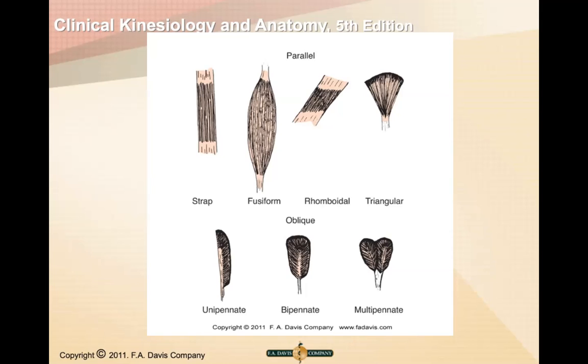Your rhomboidal muscles, the best example and one of the few examples of rhomboidal muscles in the body, are the rhomboid muscles in between the scapula. And I guess those actually do go in a diagonal fashion. But don't get them confused with oblique muscles, because all the fibers are running in the same line as the insertion and origin tendon. Okay.